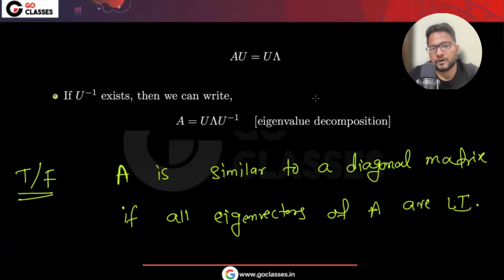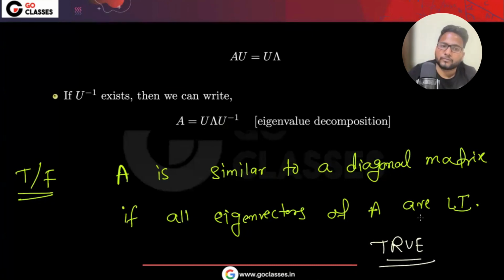See, this lambda, the capital lambda that I have written here, is actually the diagonal matrix of all eigenvalues. A is similar to a diagonal matrix if all the eigenvectors of A are linearly independent. This is true, right? Great. Now let me know, is this understood to everyone? Is this understood?